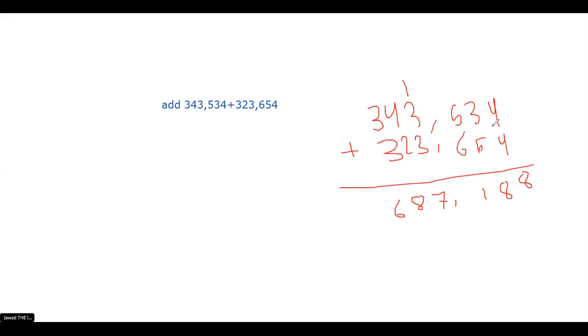4 plus 4, 8. 3 plus 5, 8. 5 plus 6, 11. So this is the one, and here is the other one. 1 plus 3 is 4, plus 3 is 7. And 4 plus 2 is 6. This is 6, not 8. And 3 plus 3 is also 6. So that's it. You will find in the options this number, 667,188. So you need to choose it.